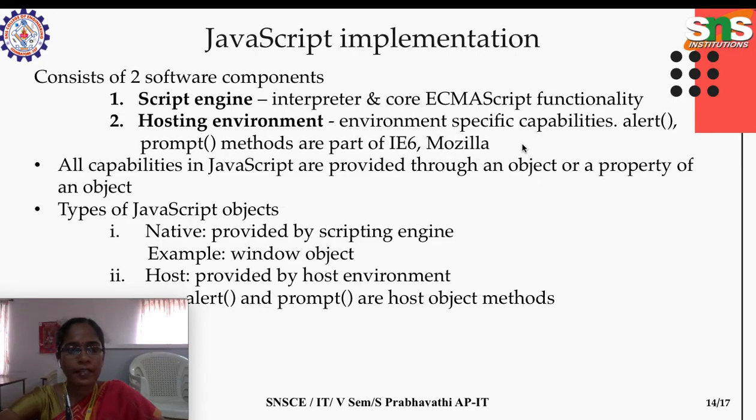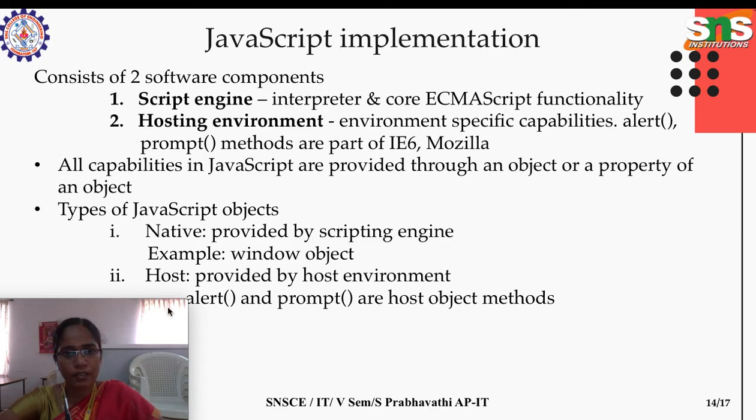Okay, and mainly the functionalities are accessed via objects, and an object provides n number of properties which JavaScript uses to validate or automate the task. And of course, JavaScript objects fall into two categories. Native objects are those provided by the script engine, like the window object, whereas host objects are those provided by the host environment, that is, the browsers, web servers, or software components.